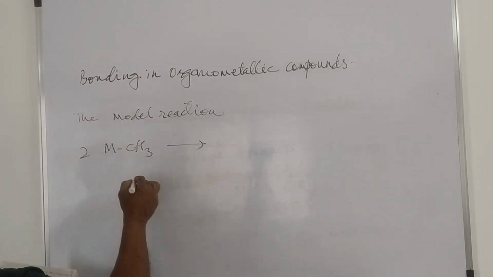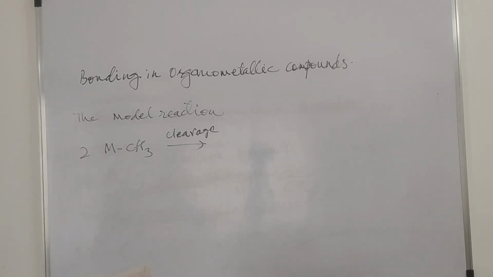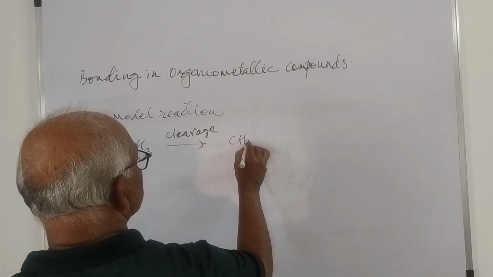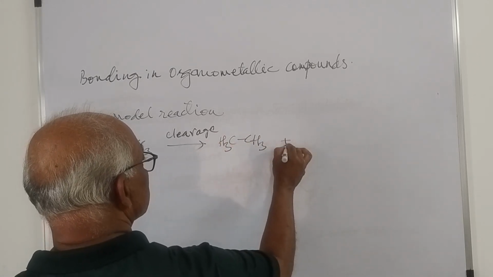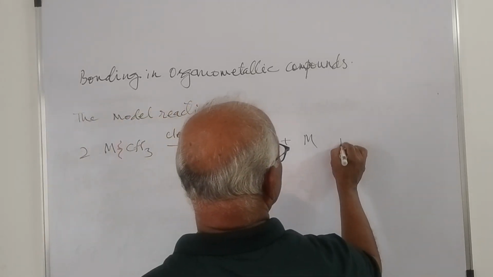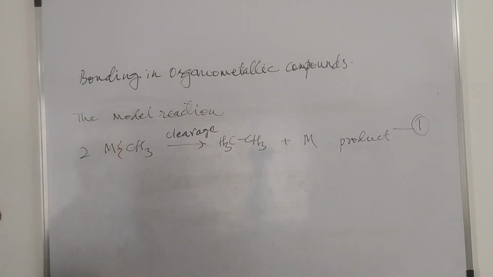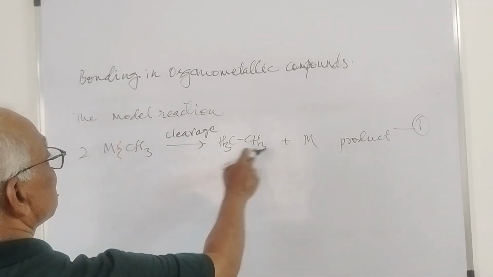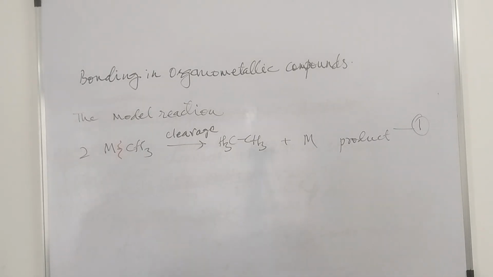After cleavage of this bond, we get the products of the cleavage, that is CH3 and M, that is metal. So these are the products. If we say this is reaction 1, here the forward reaction is exothermic when we get this product. The forward reaction is exothermic, which means the bond fission, that is bond breaking, is a very easy process, and this is thermodynamically preferred.